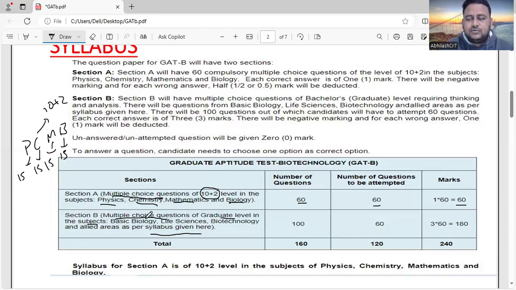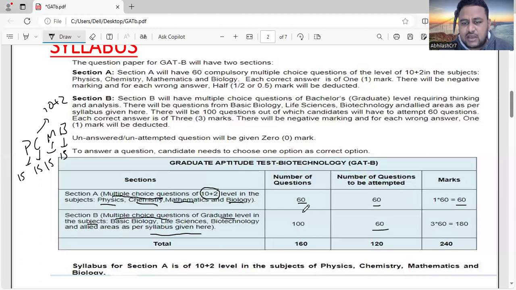Next, today I'm here to discuss mainly section A, and in particular the mathematics section and how to go about it. That is the strategy to study mathematics for the GAT-B exam. Section B contains 100 questions, but here you have to attempt only 60 questions, friends.